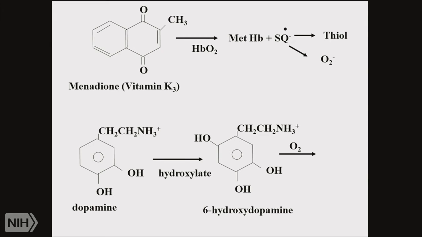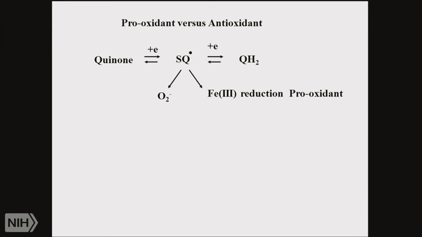Dopamine by itself, its potential is high enough, but it's in your brain and it's not really reacting with anything. But when it gets hydroxylated to 6-hydroxydopamine, it becomes redox active. People have attributed Parkinson's syndrome to the generation of this particular species. So quinones have both pro-oxidant and antioxidant properties.